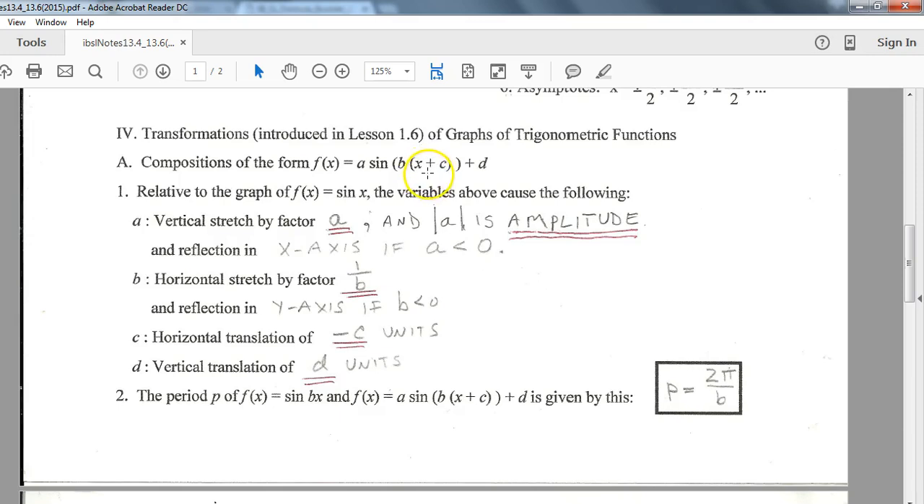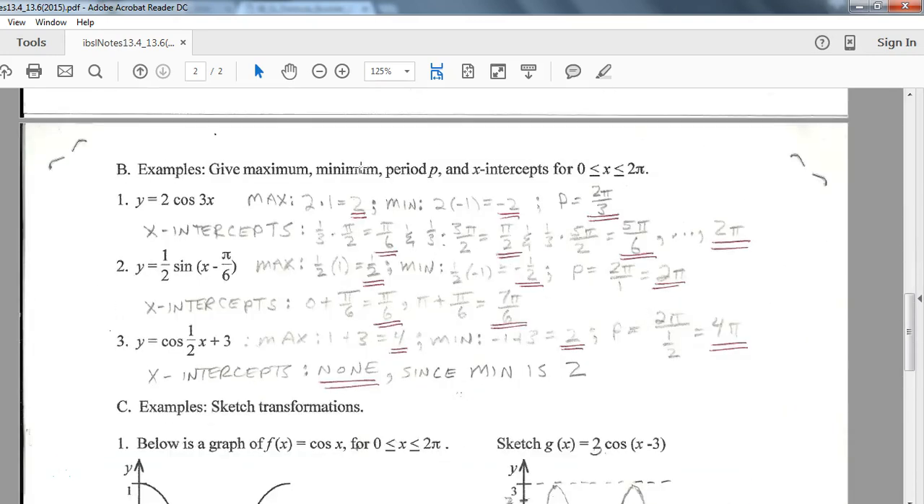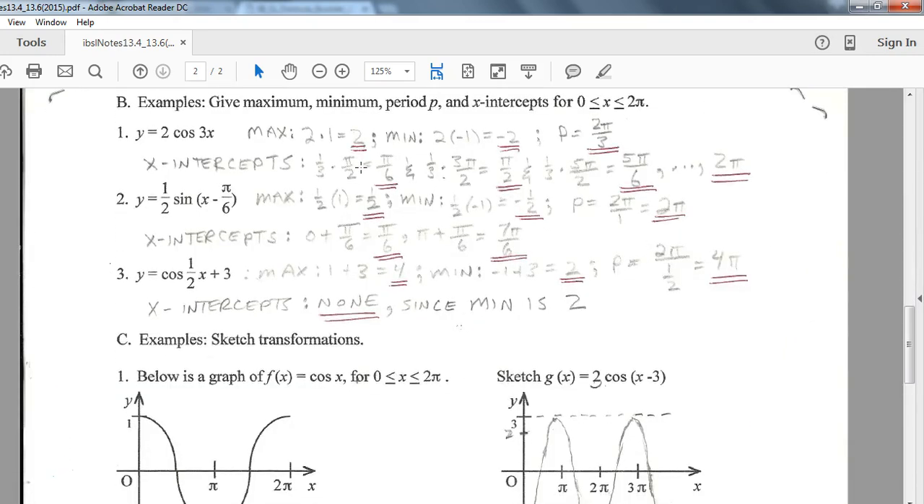So if my parent function has whatever coordinates they are, I can multiply the x coordinate by 1 over b, as well as add or subtract my c value to the x coordinate. Whereas for my y coordinates, I'm going to multiply them by a and add or subtract d. So look at a couple examples with me here: min, max, periods of the graph, all those things. You can take a look at this. This is all pretty straightforward.